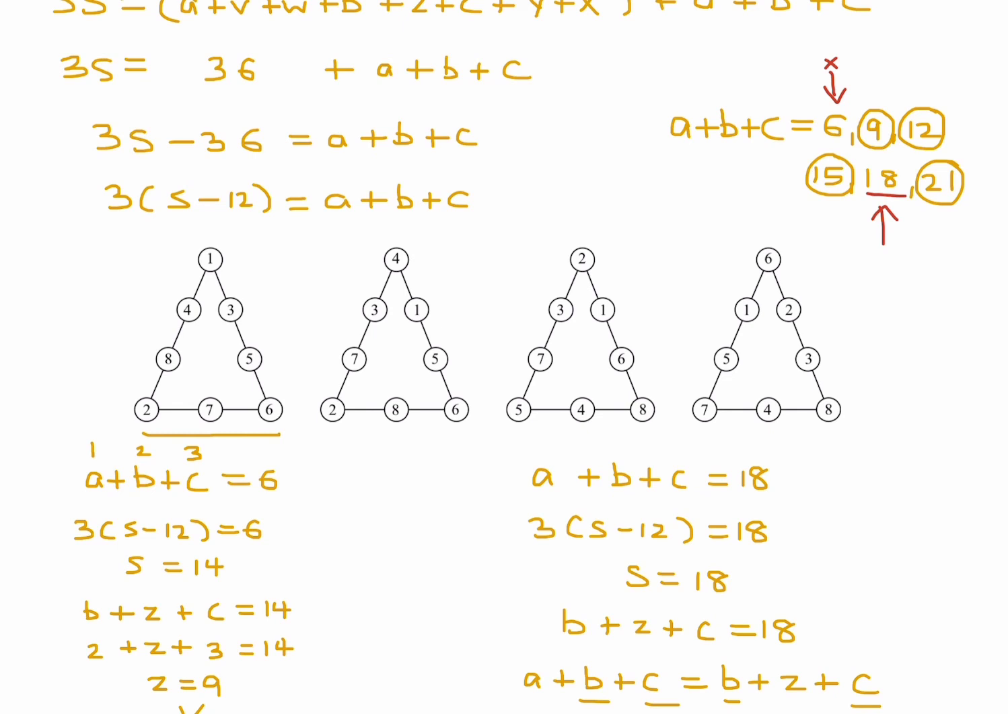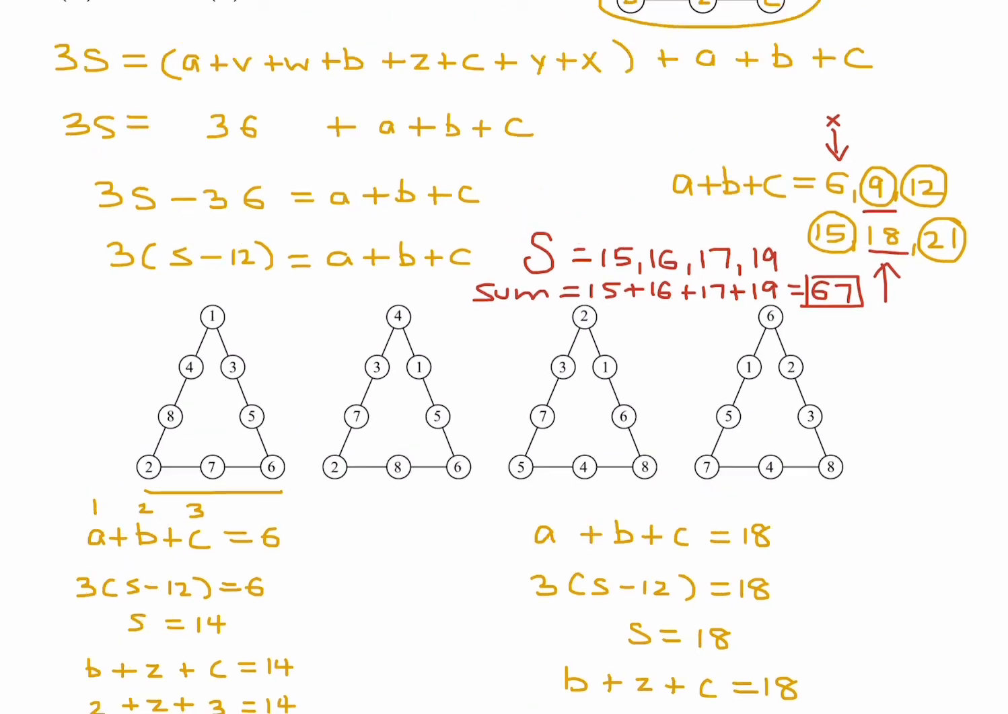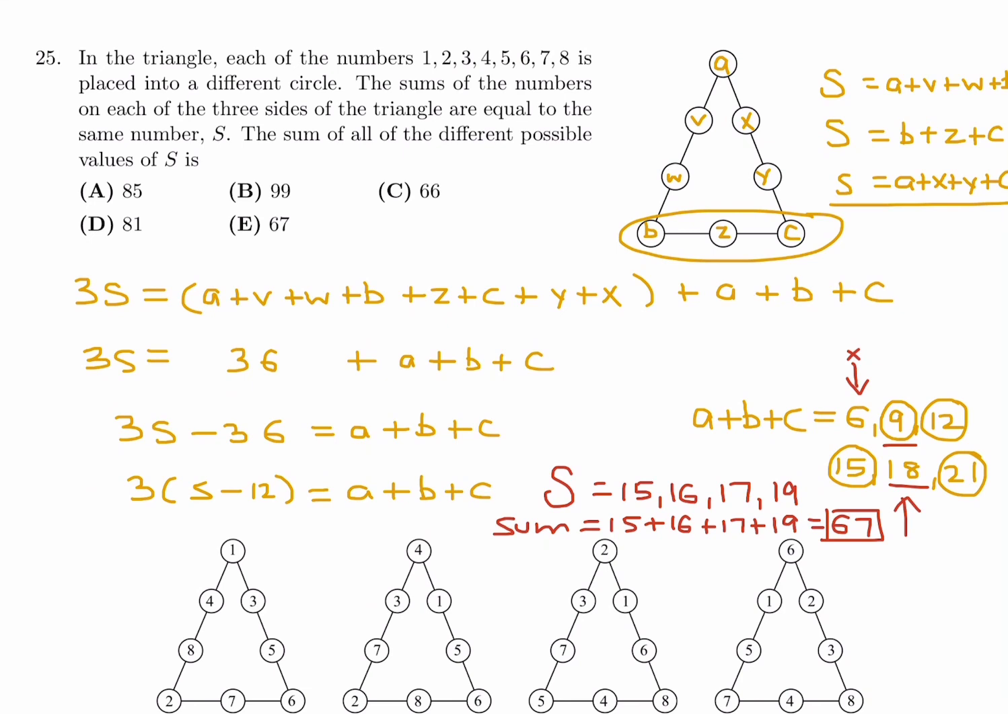So the only valid values for ABC were 9, 12, 15, and 21. We're going to substitute each of those back into here to get the values for S. When you plug each of these in for ABC and solve for S, you get the following values for S: 15, 16, 17, and 19. Now they want you to add those up. So the sum would be 15 plus 16 plus 17 plus 19, and that totals 67. That is the answer to question number 25, which is E.